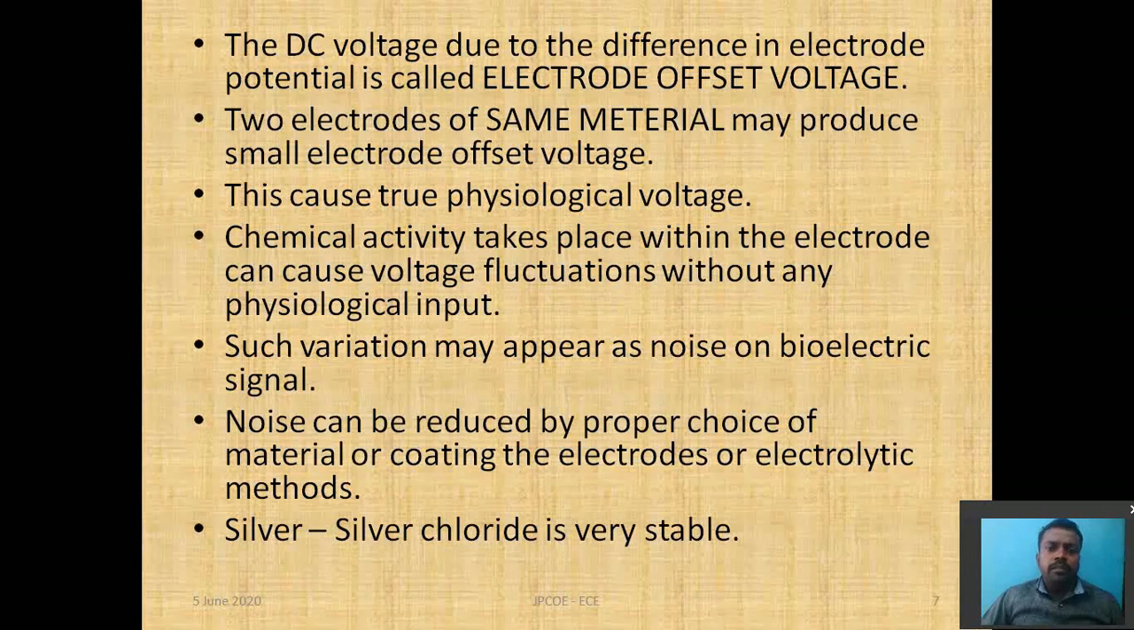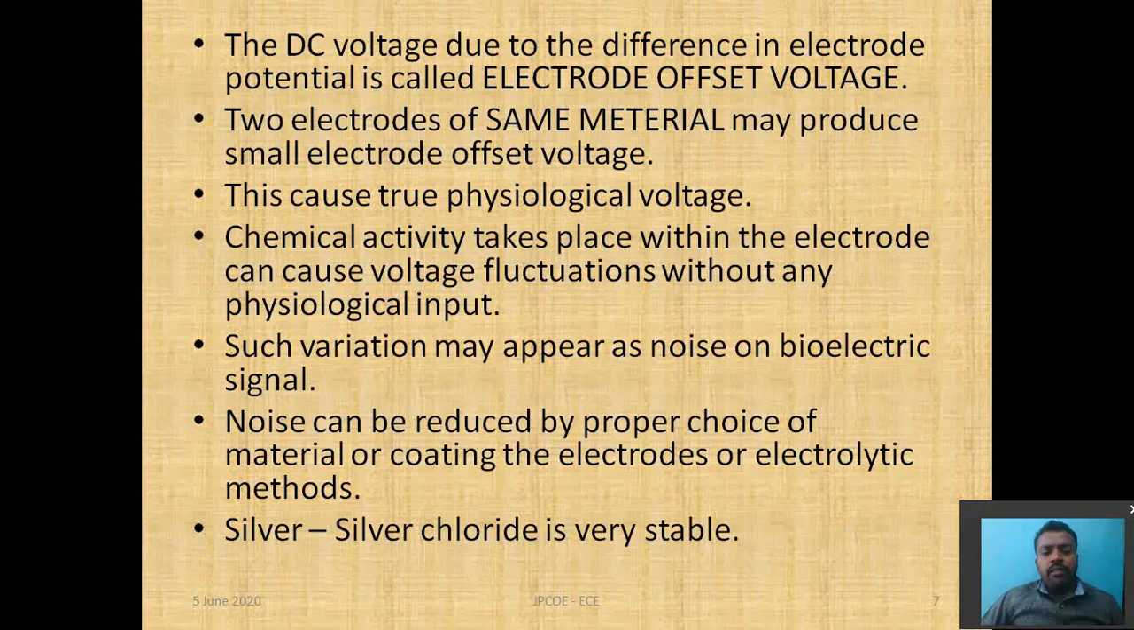Put them in a salt solution, then give some power supply to the rods. It causes electrolysis. It makes ion movement in the solution. That is a chemical activity, so it forms some salt. This is the electrolysis process. The same action happens here, which will affect the biopotential voltage. Such a variation may appear as noise in the bioelectric signal.